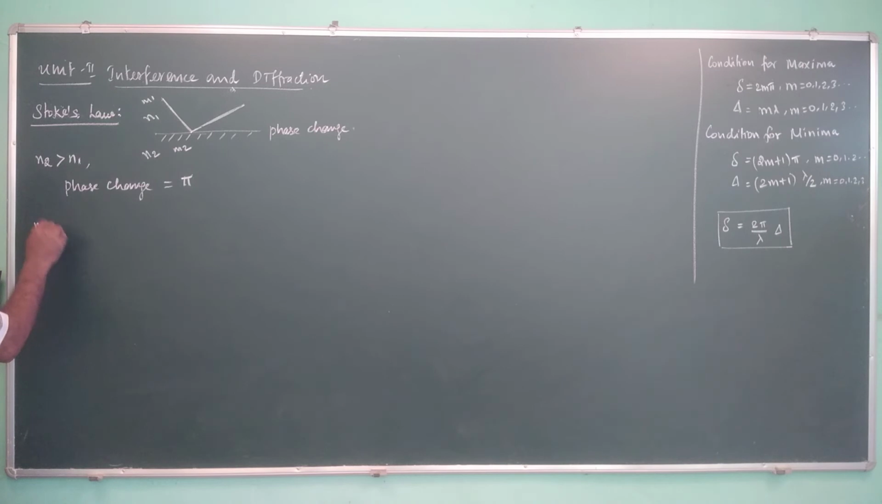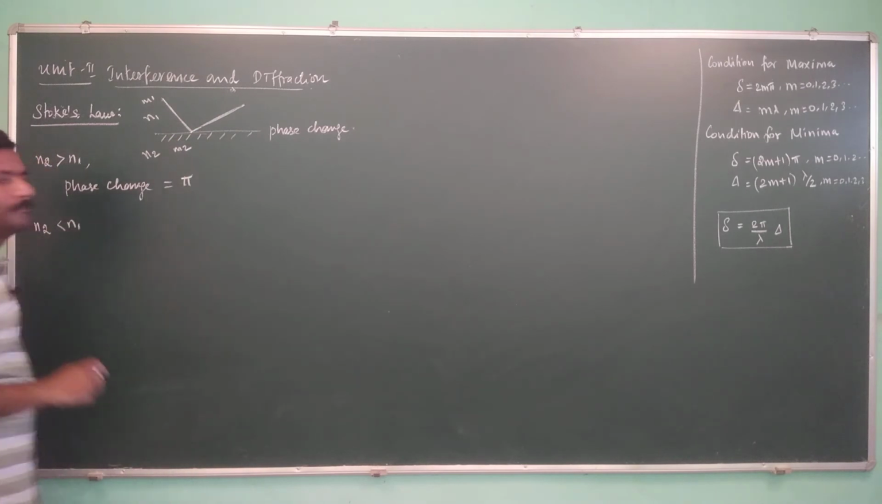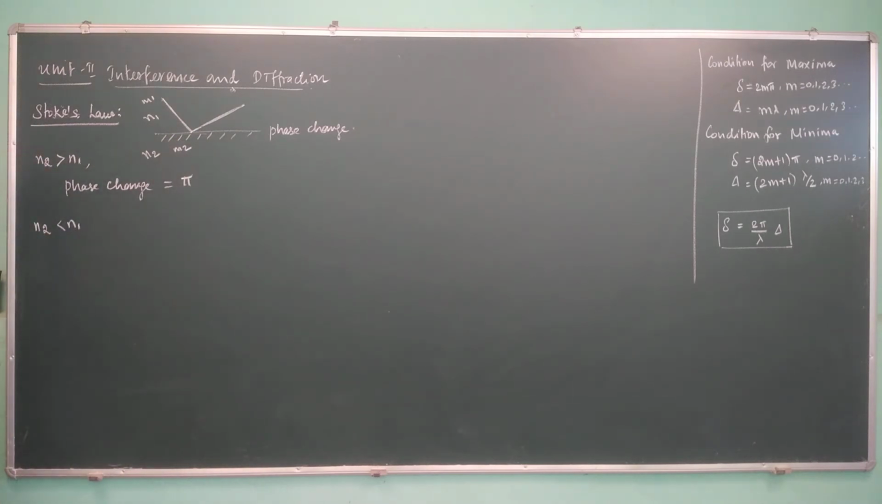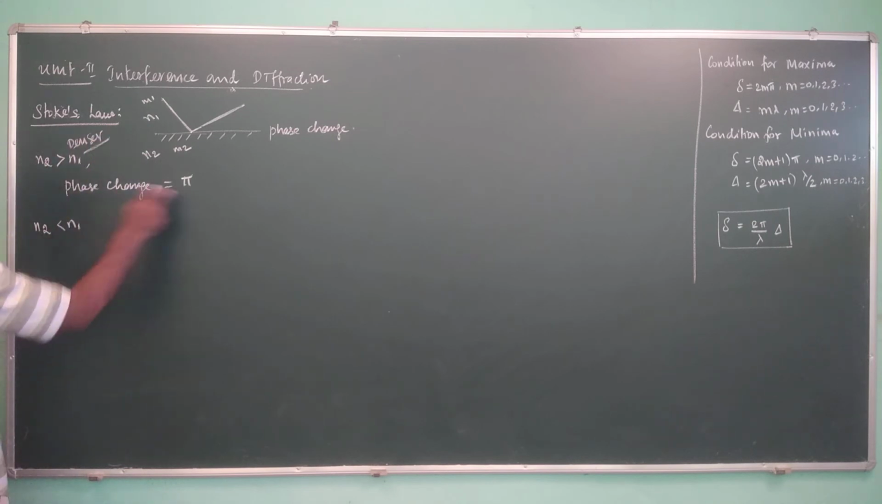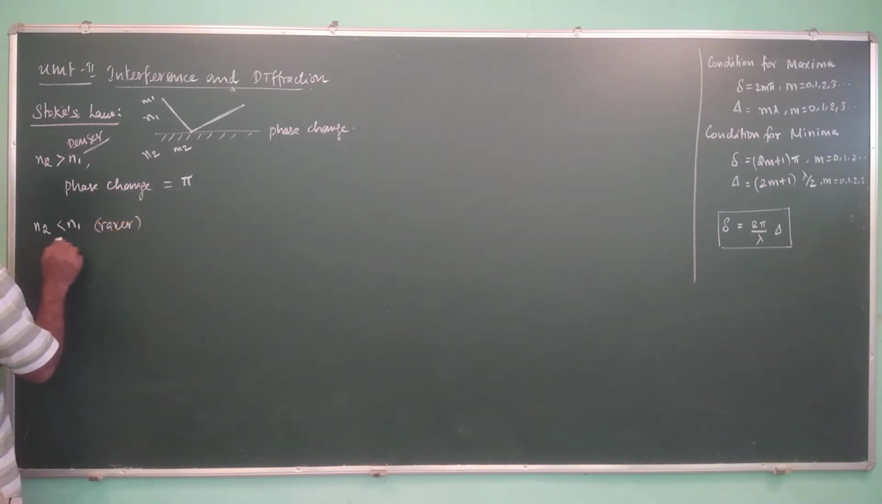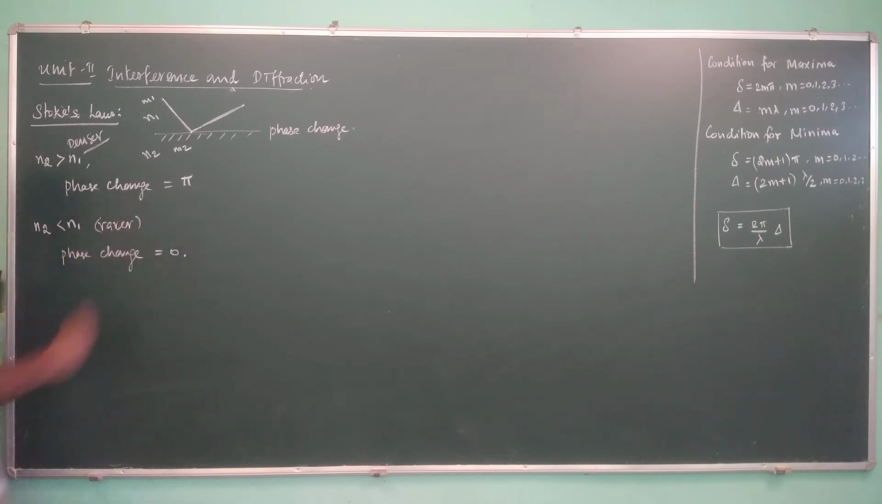Else, if the reflecting medium, that is the second medium, is a rarer medium, right? When it is a denser medium, the phase change is pi. When it is a rarer medium, then the phase change will be 0. Without any change, the light will be reflected.